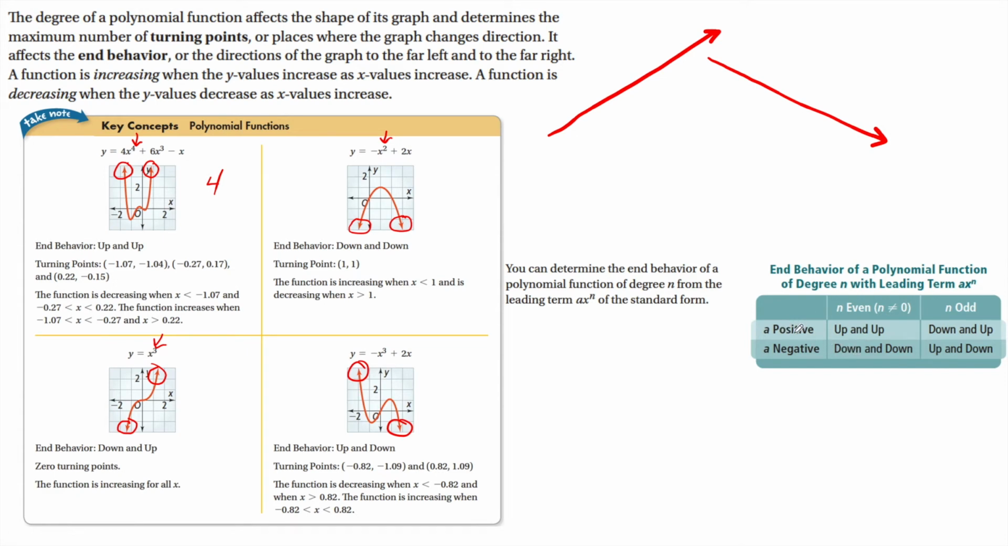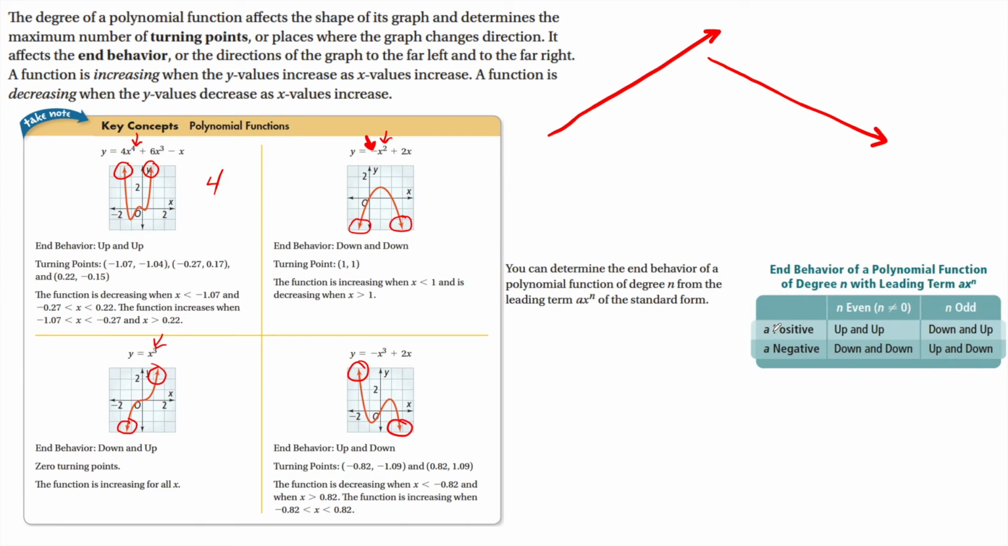So if it's a positive graph, meaning it's kind of like the happy graph for a parabola, it's going to be going up and up. If it's a negative graph, meaning there's a negative number in front of the x squared, just like this one is shown, it's going to be going down, down. Whereas odd numbers will create the endpoints to be going in opposite directions.